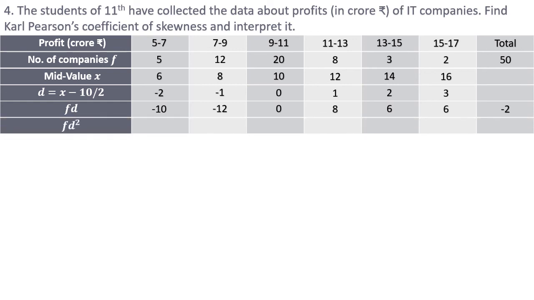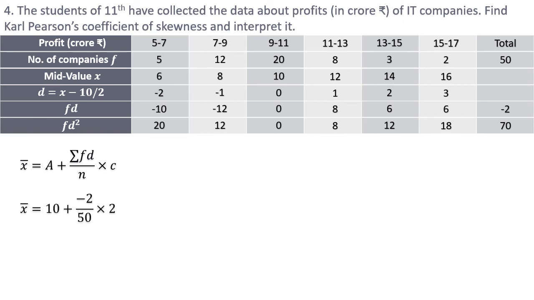Next multiply fd with d. So negative 10 into negative 2 is 20, negative 12 into negative 1 is 12, 0 into 0 is 0, 8 into 1 is 8, 6 into 2 is 12, 6 into 3 is 18, and when you make a total of this you get 70. Now doing the similar things which we did in my previous sum, A is 10, summation fd is negative 2 upon N is 50 into 2. So your answer here is 9.92 crore rupees.